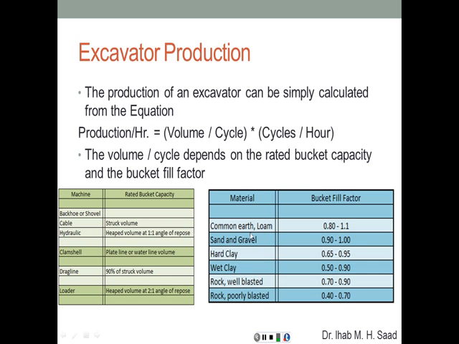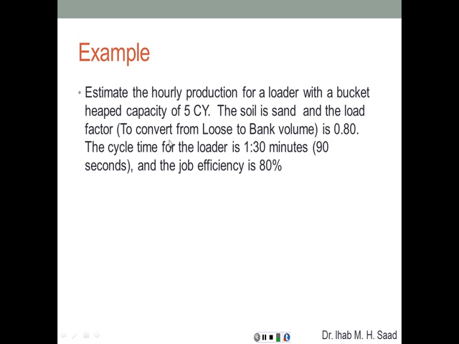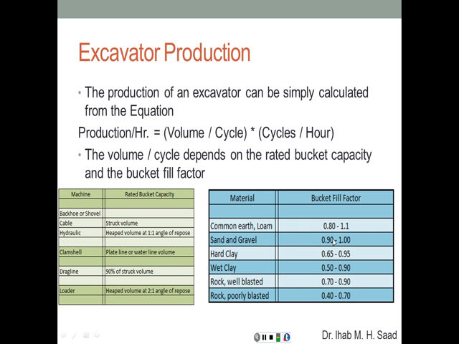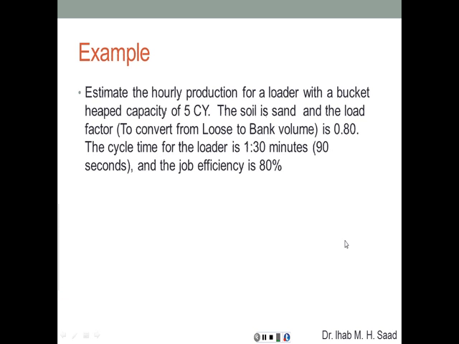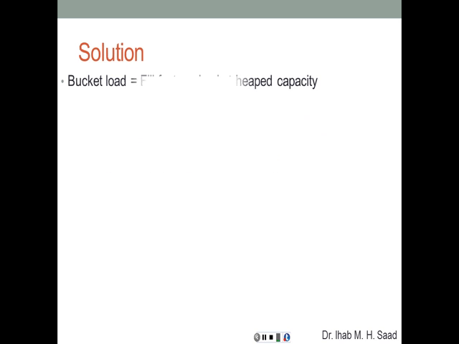table here, we mentioned that it's going to be sand. So for sand, it's going to be around 0.9 to 1.0. We can choose either one or any range in between, an average. So we're going to take, in this case, 0.9 times the bucket capacity, which is 5, which means we're going to have soil volume inside the bucket of 4.5 loose cubic yards.